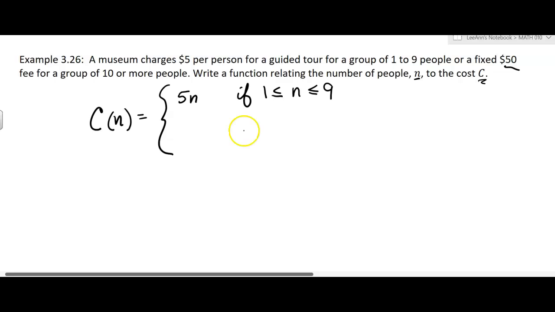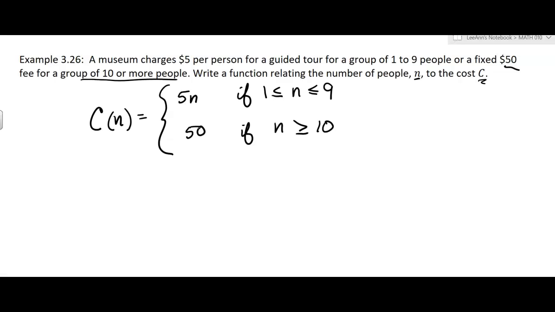If n is greater than or equal to 10, so if I have 10 or more people, then it's a flat $50. It's like a constant function. So if we have 200 people, it's $50, you know? Okay? That's the way to write the piecewise function.